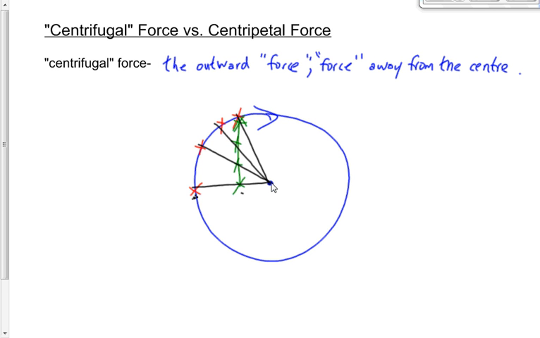Centrifugal force isn't a force. Centrifugal force is what we perceive as a force, but is really just our inertia carrying us in a straight line. Does that make some sense?